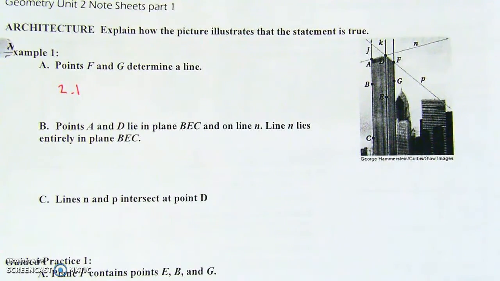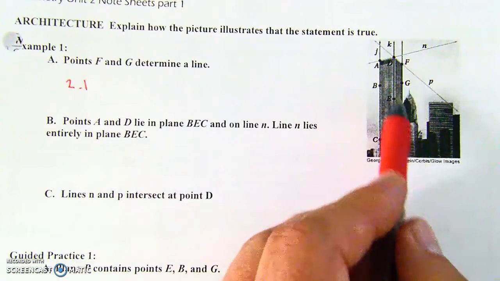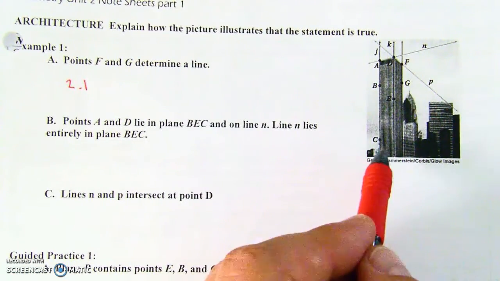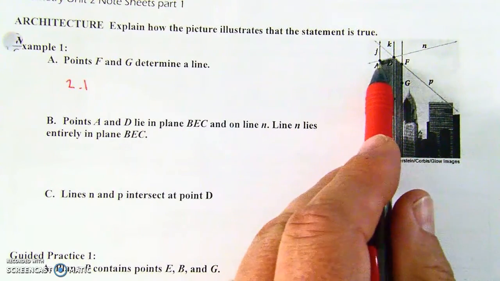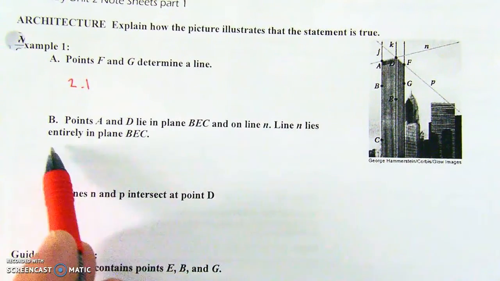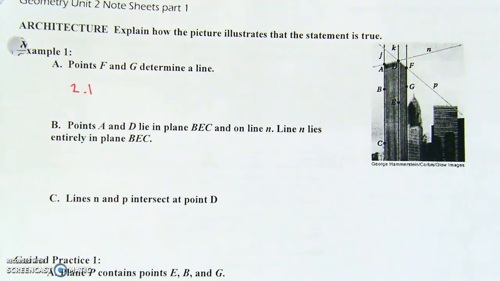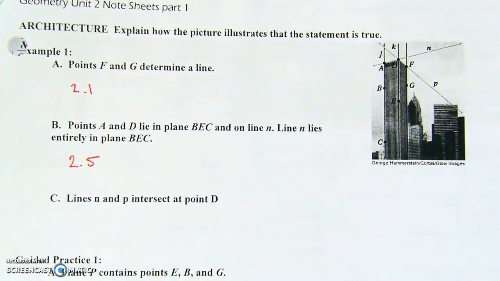Points A and D lie in plane BEC. So we know that these are non-collinear. We're identifying this side of the building, and then we have these 2 points here in plane N on line N. Line N lies entirely in the plane BEC. So which postulate is that? We have a line that is inside of a plane, and I see that as postulate 2.5. Okay, let's look at the next one.